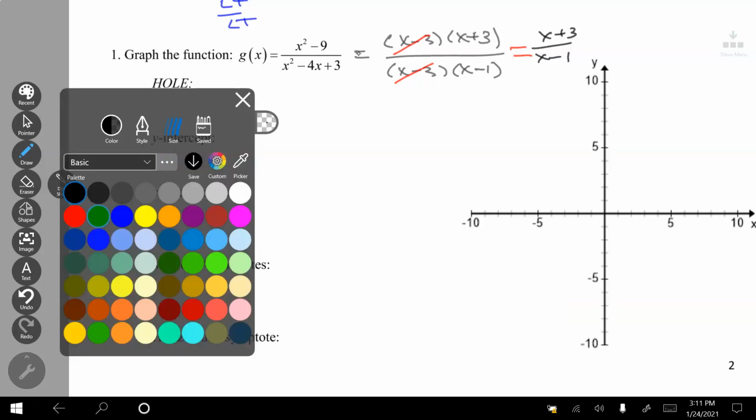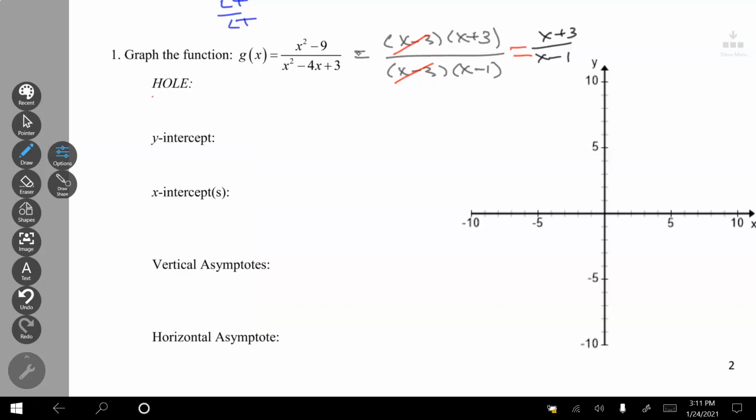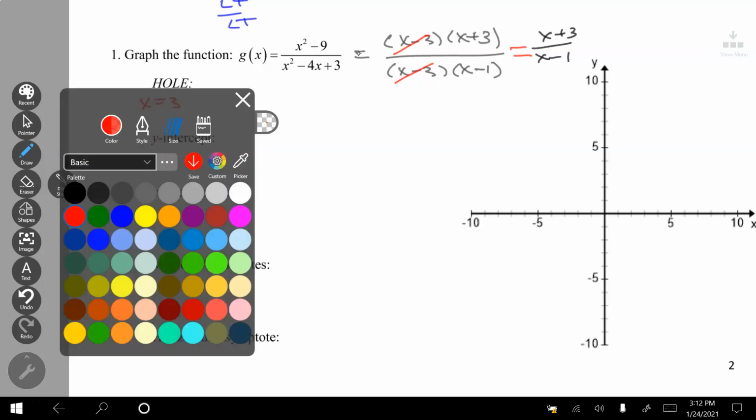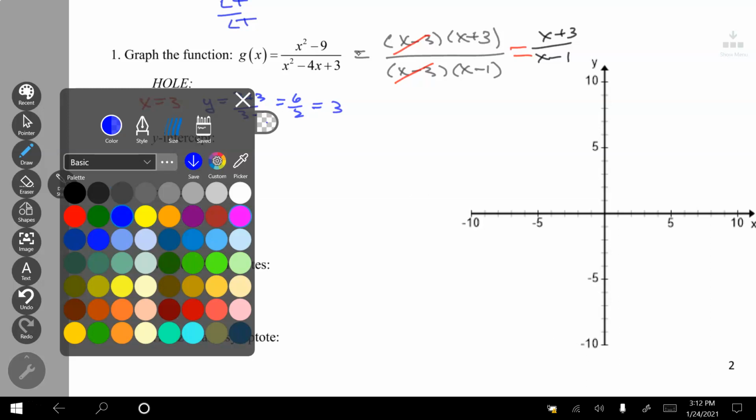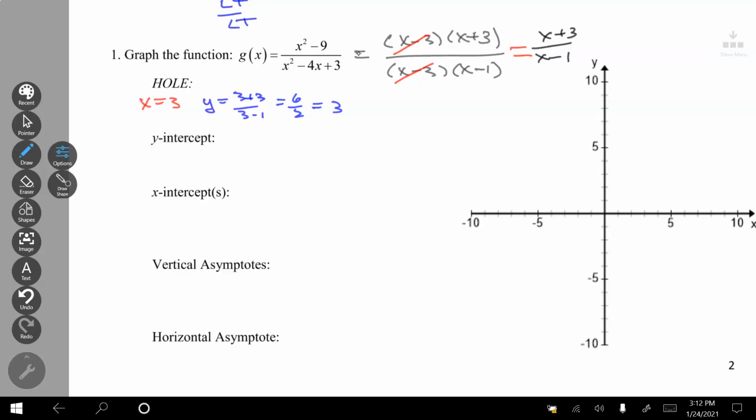Well, because they cancel out, that means there's a hole at x equals 3. So I need to find the y value for the hole by plugging in what's left over, the rest of the problem. So the y value is going to be by plugging 3 in there. 3 plus 3 over 3 minus 1, or 6 over 2, which is 3, which tells me I have a hole at 3, 3. X was 3, and it just happened to be that y was also 3.